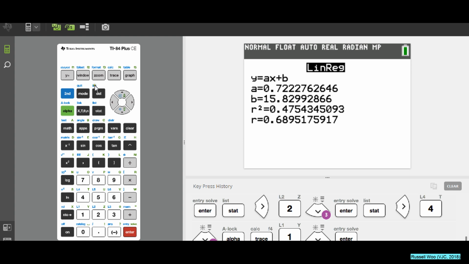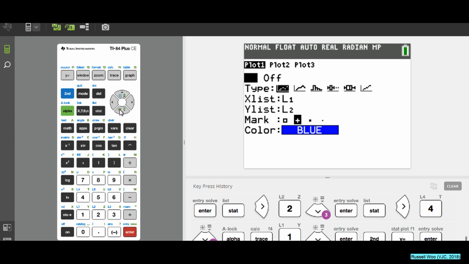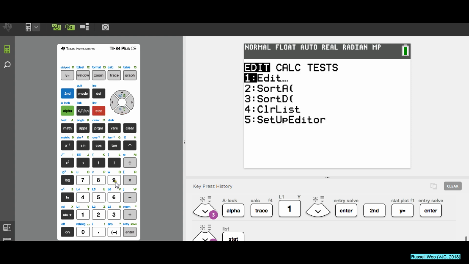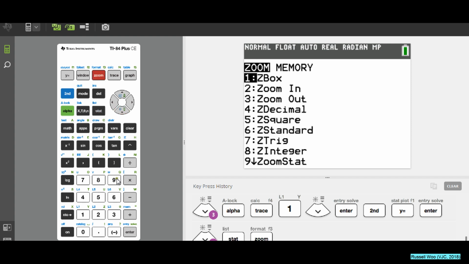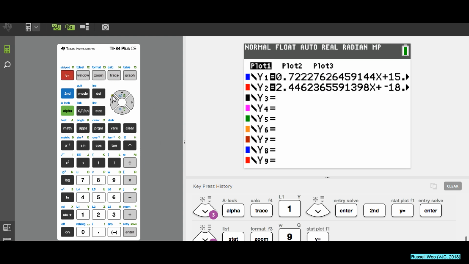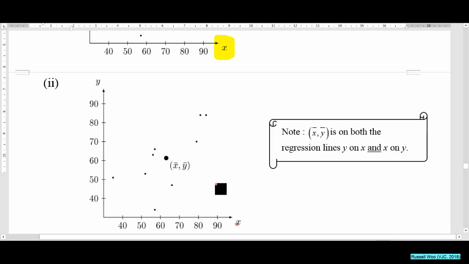Alright, what you should do is really go to stat plot, turn it on, then you go to zoom 9. Oh, sorry, the Y2 must be cancelled away. Alright, then you can see this one relative to everything. So the sketch is done for you, no problem. I want to stress this.